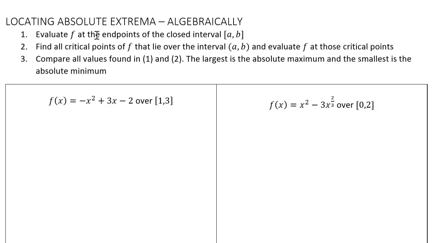Finally, once we've calculated the two endpoints and calculated any critical values between them, we want to compare all three values. The largest value was our absolute maximum, and the smallest value is our absolute minimum.